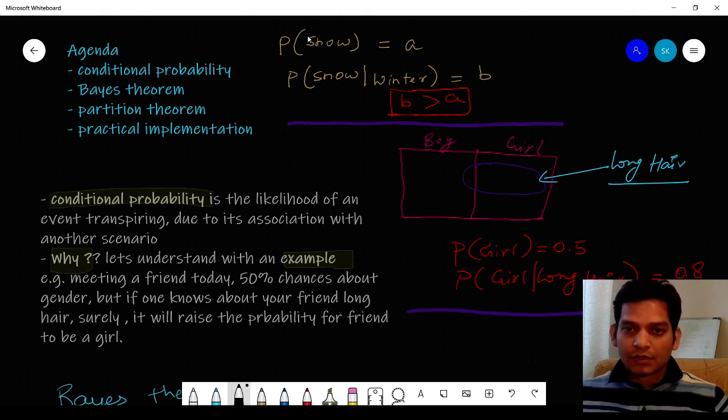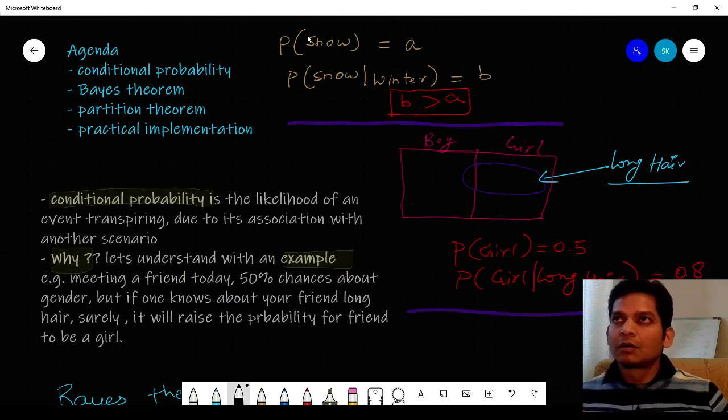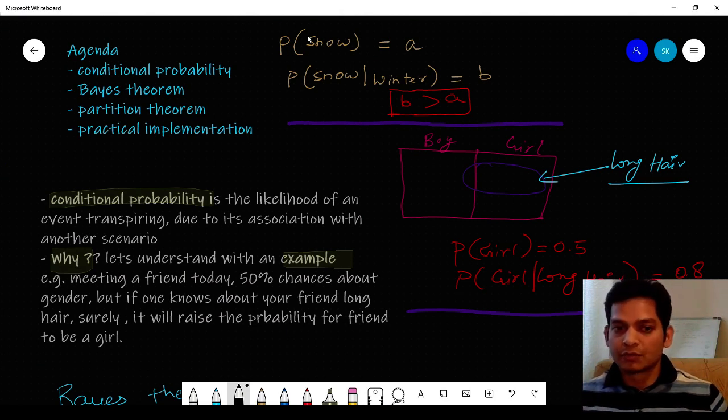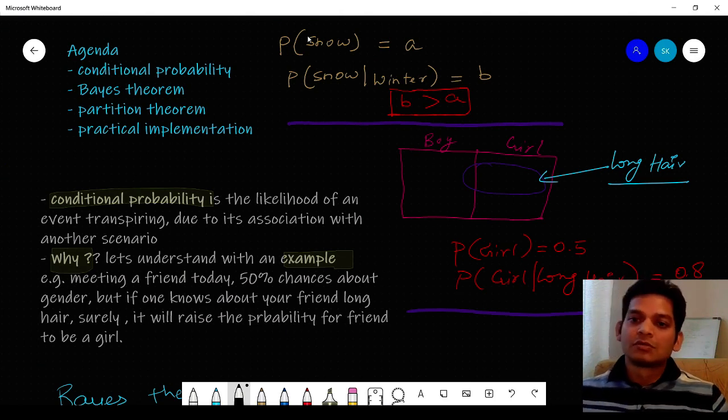Now, take an example of one scenario. You are going to meet a friend today, okay? And your parents are guessing who it would be. It could be a girl, it could be a boy. They don't have any other information. So if you see this Venn diagram, there is a 50% chance that it's a girl or a 50% chance it's a boy.